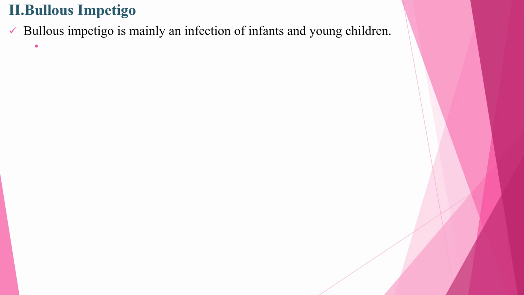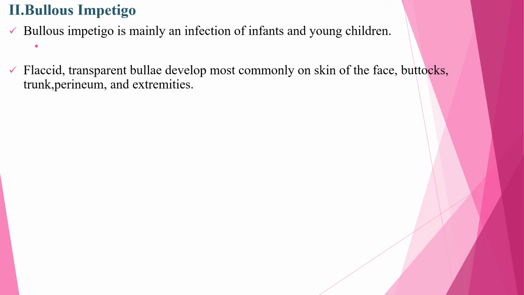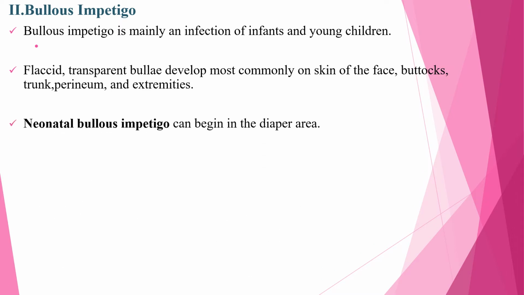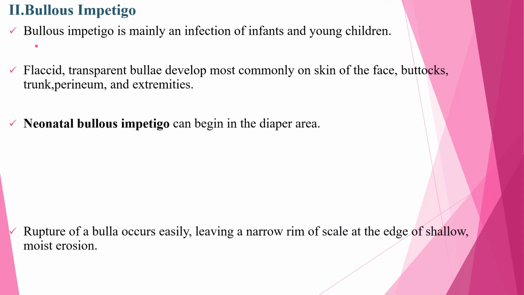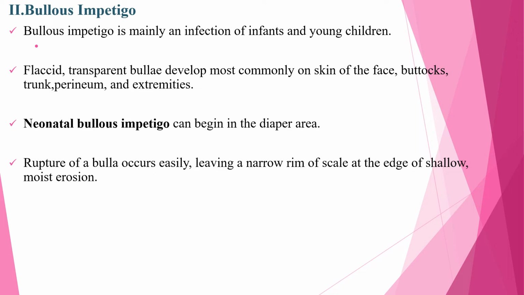The next one is bullous impetigo. Bullous impetigo is mainly an infection of infants and young children. In this case, flaccid, transparent bullae develop most commonly on the skin of the face, buttocks, trunk, perineum, and extremities. Neonatal bullous impetigo can begin in the diaper area, and the bullae rupture easily, leaving a narrow rim of scale at the edge of a shallow, moist region.